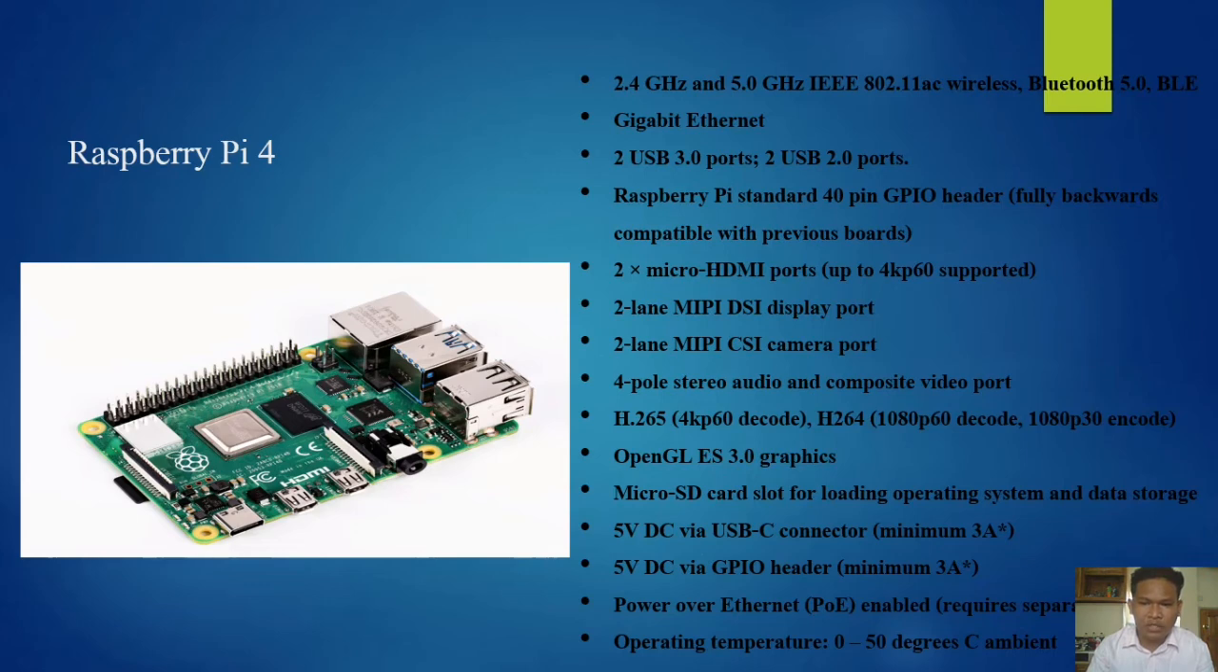display port, 2-lane CSI camera port, 4-pole stereo audio and composite video port, OpenGL ES 3.0 graphics, micro SD card slot for loading operating system and data storage, 5V DC via USB connector minimum 3 amperes, 5V DC via GPIO header minimum 3 amperes, Power over Ethernet enabled with separate HAT, operating temperature.